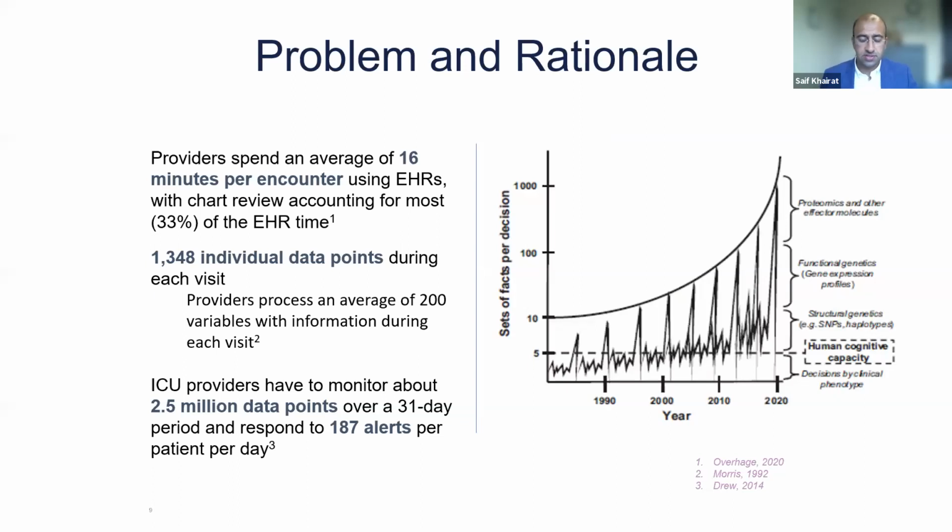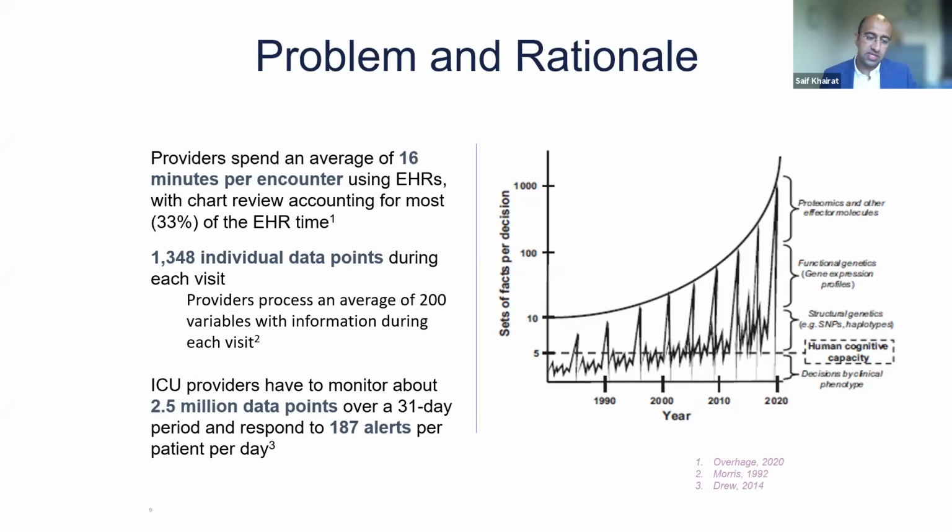So the problem is, as we expose clinicians to more data, the human cognitive capacity is able to process 5 sets of facts to make a given decision. However, in 2020, clinicians and in general, human beings are being exposed to close to 1,000 data points to make a given decision, which is far beyond our cognitive abilities.